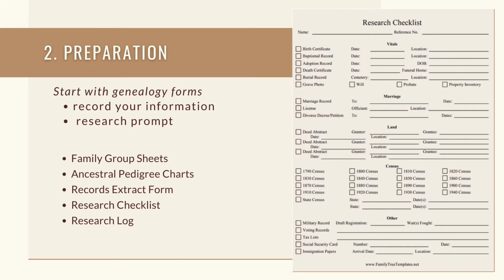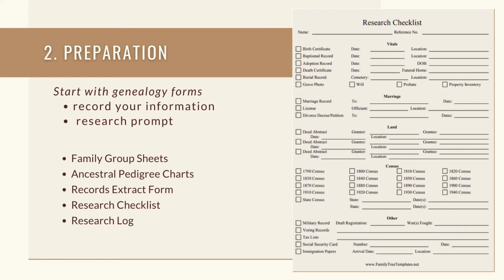The second strategy that I have for you is about preparation and organization. Start by creating your record organization system first. It'll be easier to organize in advance and continue as you go, rather than after you have a mess of documents. To start with, I suggest that you prepare to record your findings on paper genealogy forms.